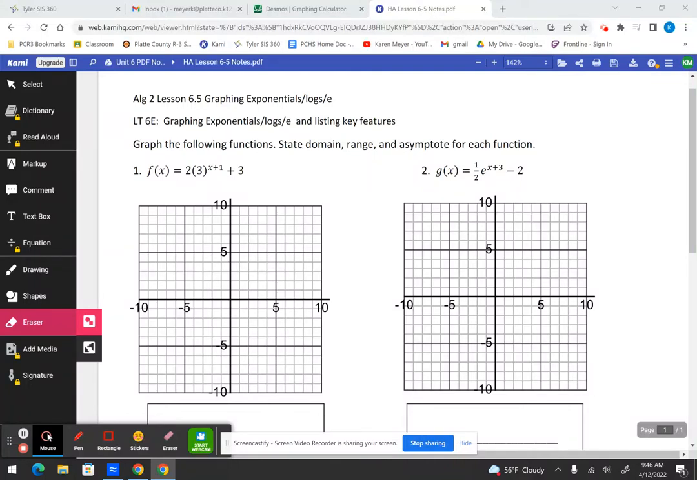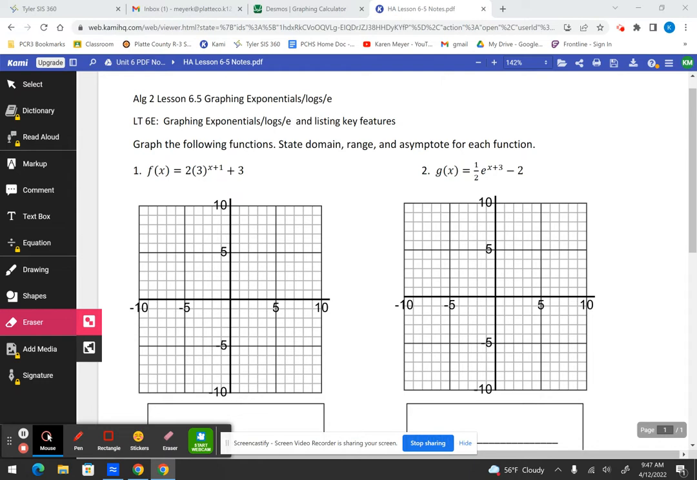Today we're going to talk about graphing exponentials and logarithmics. So our first example we look at has 2 times 3 raised to the x plus 1 and then off to the side plus 3. To graph this, you're either going to have to use a graphing calculator or Desmos, and I will be using Desmos for this online video.